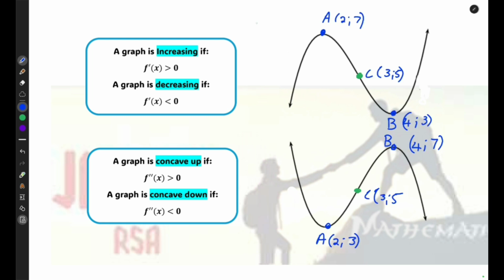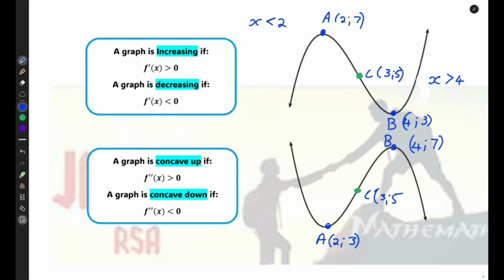So if they ask me with this graph, where is it increasing? The top one would increase for all x values less than the first turning point. So my answer I would write as x is smaller than 2, or x is greater than 4, because there it increases again. If my graph looks like the bottom one, I need to say it's increasing when x lies between a and b. So I'll say when x is between 2 and 4, it's increasing.